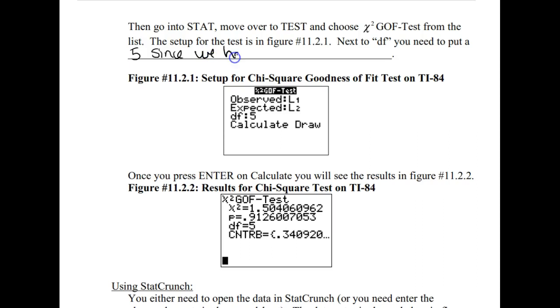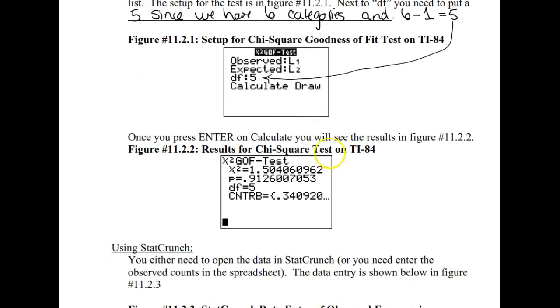Since we have 6 categories, the 6 sides of the die, and the number of categories minus 1 then is 5. So next to degrees of freedom, this is not always a 5, but in this case it is because we have 6 categories and 1 less than 6 is 5. Alright, so again, the default on this for observed and expected are L1 and L2. If you put your data someplace else, you need to put those list names here. But once you press enter on calculate, you will see the results in figure 11.2.2.